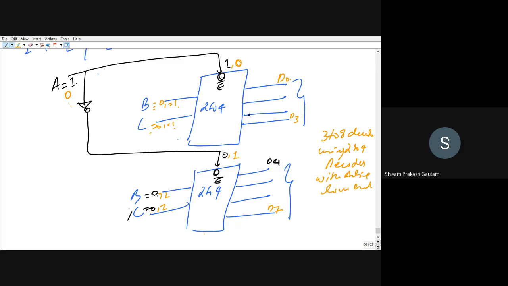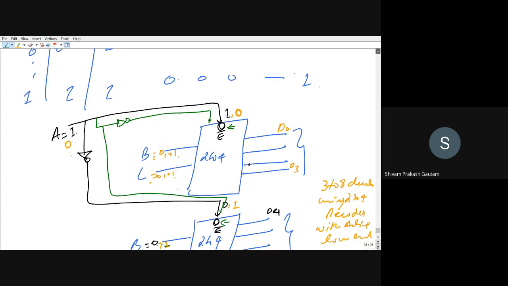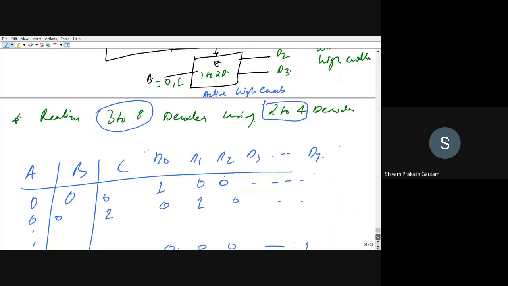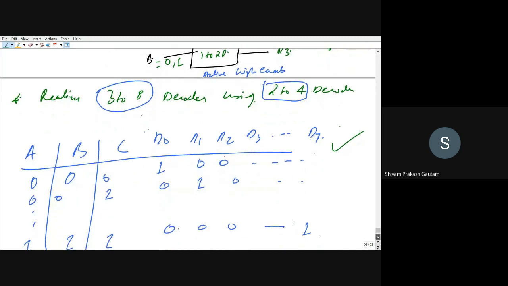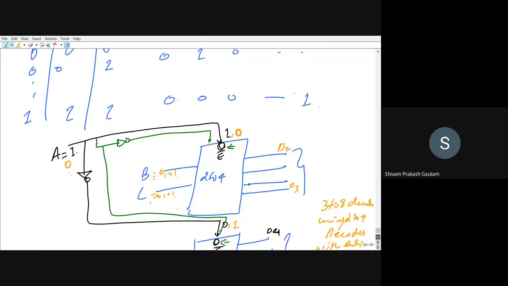Now, if you wanted to draw it with active high enable, for active high enable I'm drawing with green line. You can use an invert gate here and pass it through here, and without the invert gate it will come here. The green line shows active high enable. In active high enable, obviously this circle will not be there, only E will be there. So this is what we have seen, a 3 to 8 decoder using 2 to 4 decoder. This is the process: you have to draw the truth table, and then you have to draw this logic circuit.